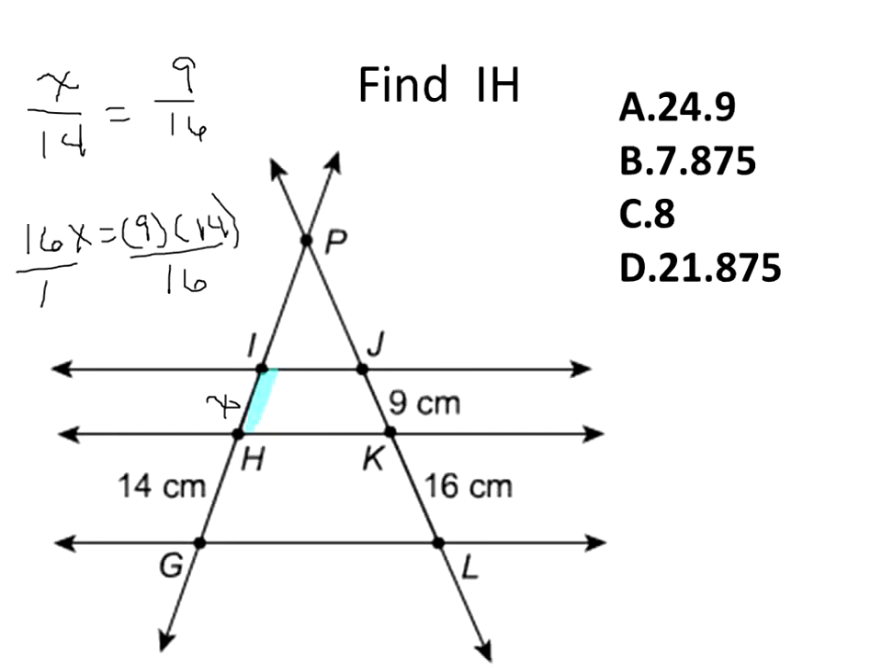Dividing both sides by the 16, I will get X alone. So now I'm ready to put that into my calculator. Is it starting to look like what you did? 9 times 14. And hopefully you got B for your answer, 7.875.